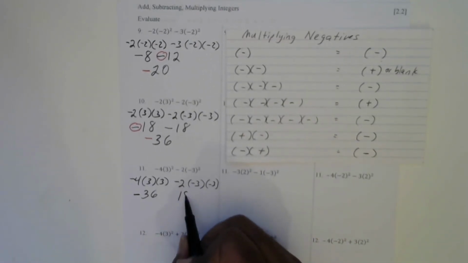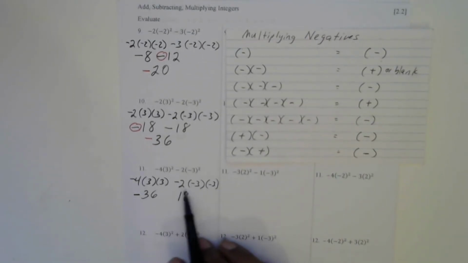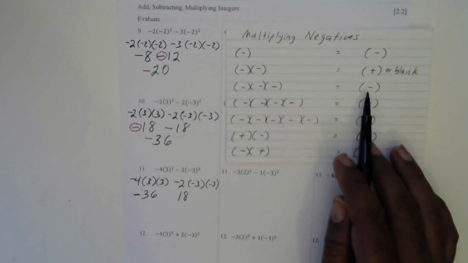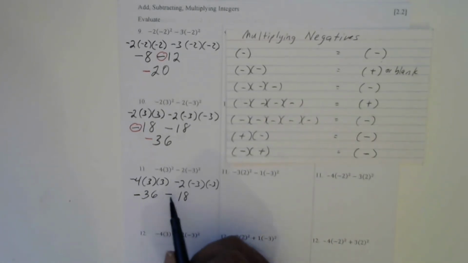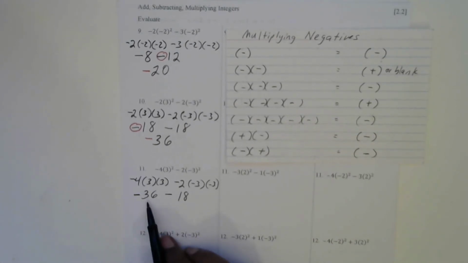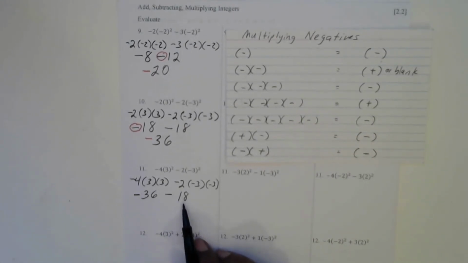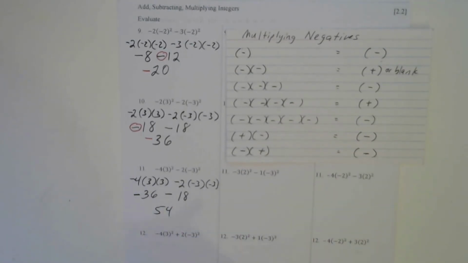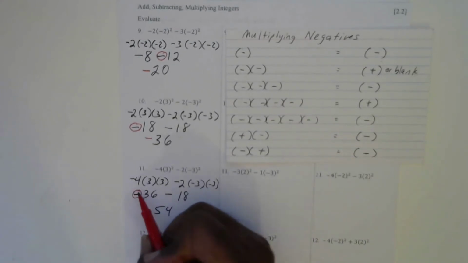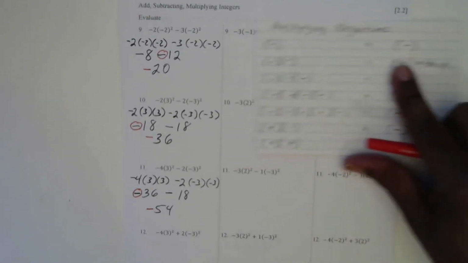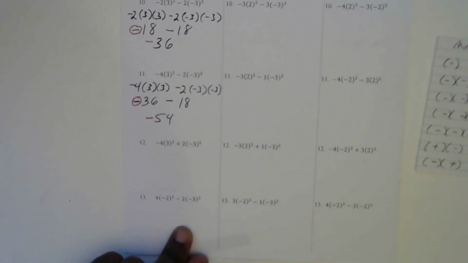So we have 18 here. Now this has 3 negatives, 1, 2, 3, and the rule for 3 negatives is that when you multiply 3 negatives, it will be negative. So this will be negative. These are same signs. Same signs will add. So 36 added to a 18, I think will be 54. And then after you add, the bigger sign wins. So that's the 36. So this will be a negative 54. Okay. Let's take a look at number 12.